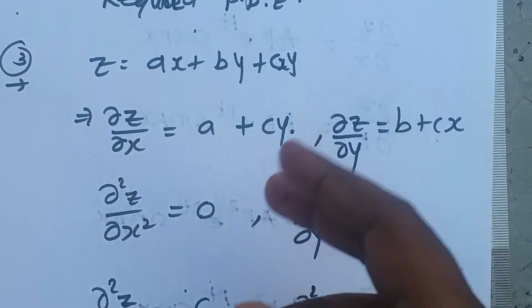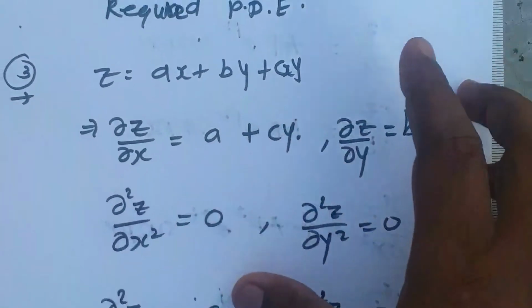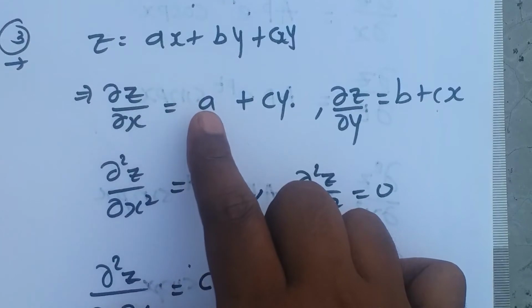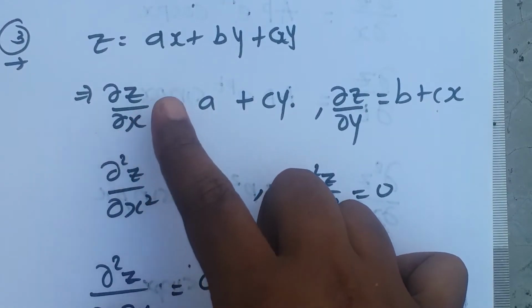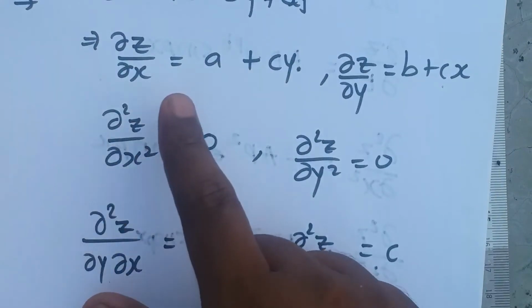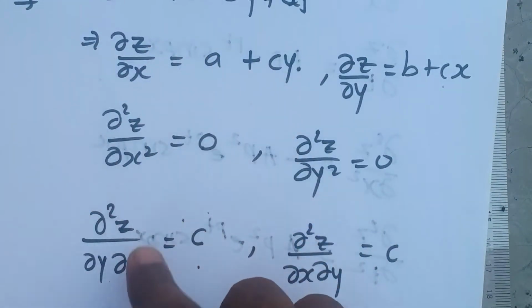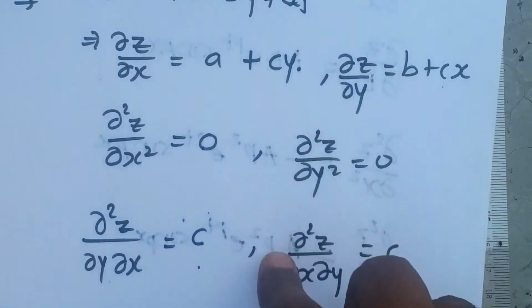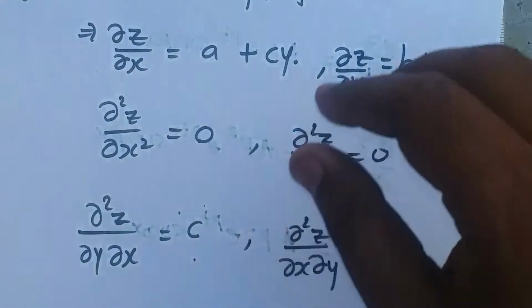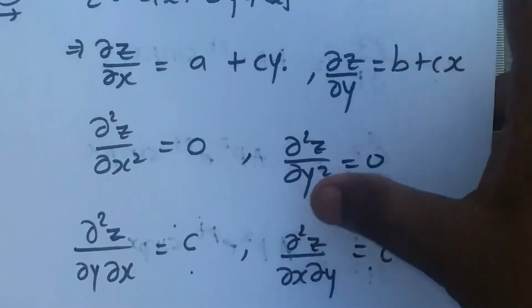Now if you want to obtain another partial differential equation of order 2, instead of differentiating this with respect to x twice, you can differentiate this with respect to y. So we'll get a mixed partial derivative: the derivative of this with respect to y will be c, and the derivative of this with respect to x will be c. This means we have got the value of del 2 z by del x del y as the constant c.